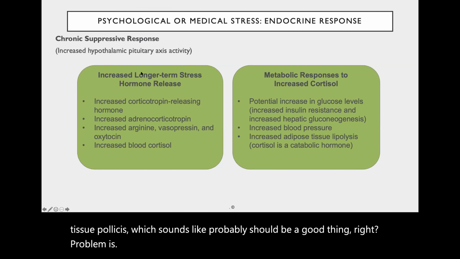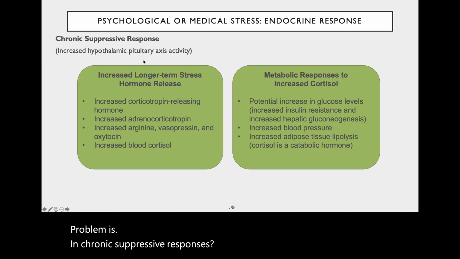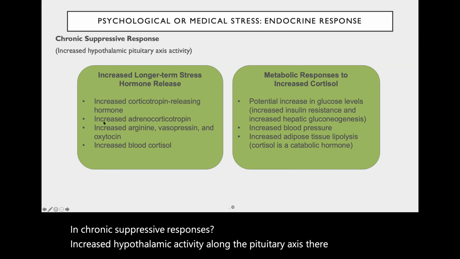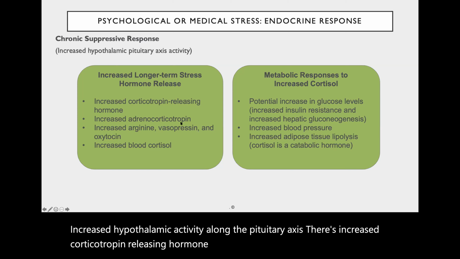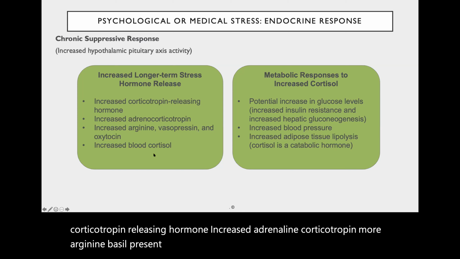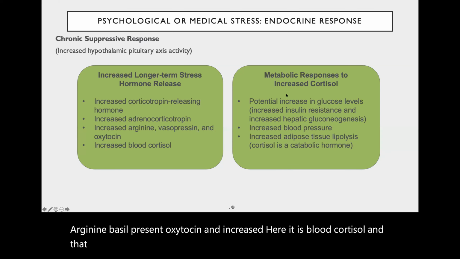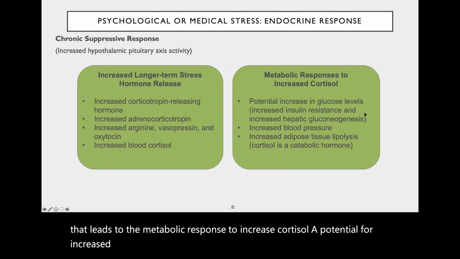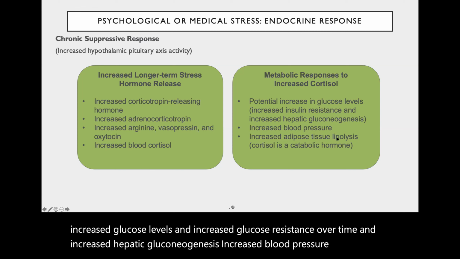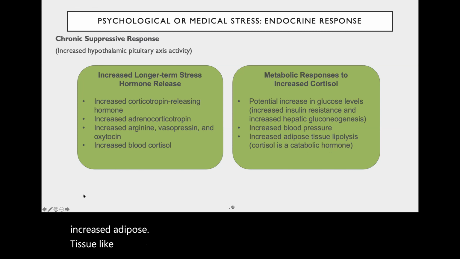in chronic stress responses, there's increased hypothalamic activity along the pituitary axis, increased corticotropin-releasing hormone, increased adrenocorticotropic hormone, more arginine vasopressin, oxytocin, and increased, here it is, blood cortisol. And that leads to the metabolic response to increased cortisol: a potential for increased glucose levels and increased insulin resistance over time, increased hepatic gluconeogenesis, increased blood pressure, and increased adipose tissue lipolysis. Cortisol is a catabolic hormone.